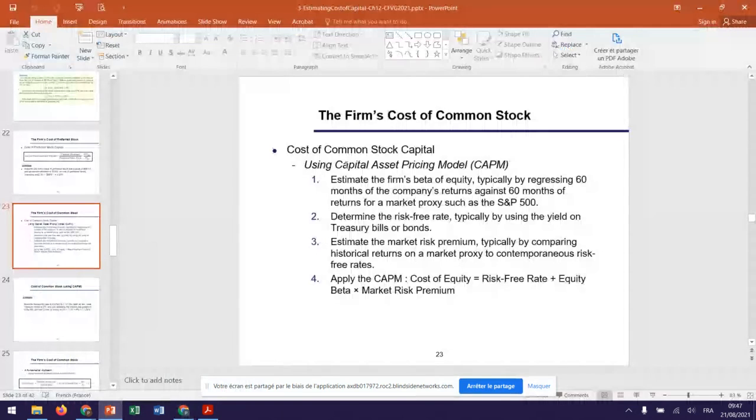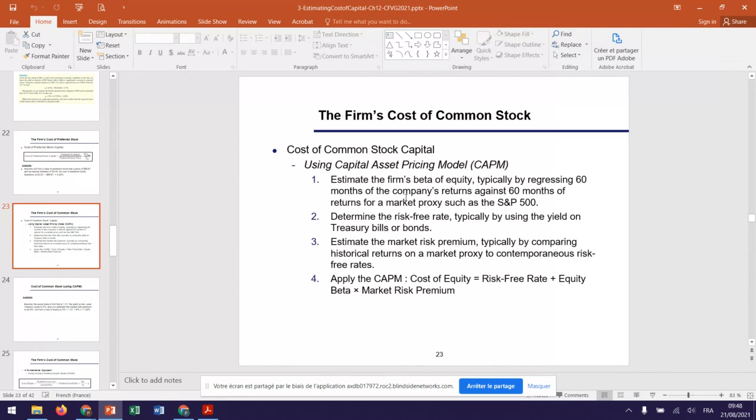So how to estimate cost of equity? First of all, you estimate the firm beta of equity by regressing 60 months of the company return, for example. This is an example. For some of the big firms, sometimes you have data providers such as Bloomberg, Reuters, that calculate it already for you. But interestingly, sometimes they have different numbers for the beta because it depends on which period they use to estimate, and what market proxy they use. Usually the market proxy is the S&P 500 for a US firm, and then they use historical data. The longer the better, that makes the regression work better.